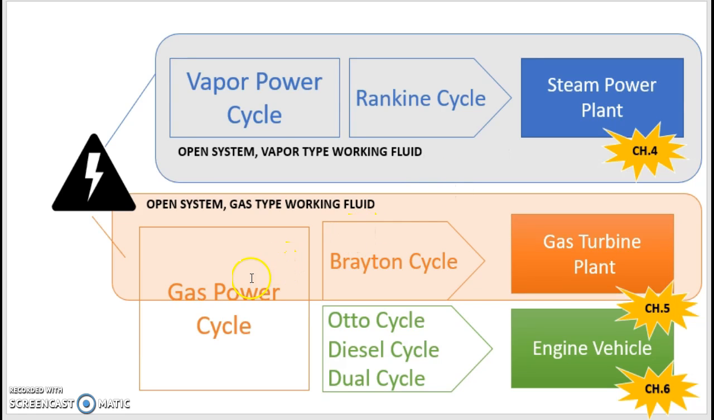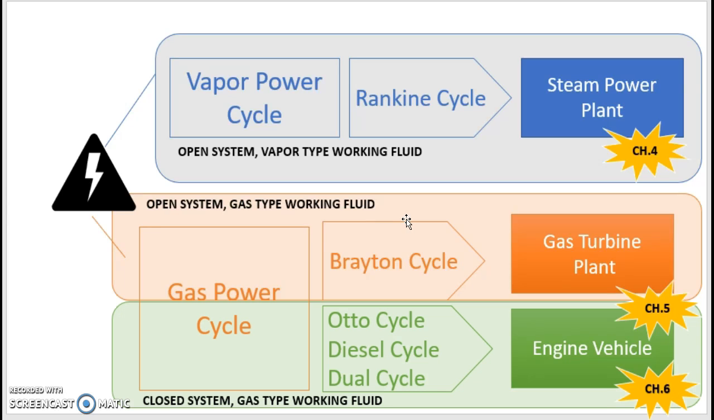And then next, we have the gas power cycle, which is the Brayton cycle applied in your gas turbine plant, right? This is also an open system, and the working fluid that we use is gas type. Okay, so we are going to use PV = mRT and the isentropic equations for the ideal gas.